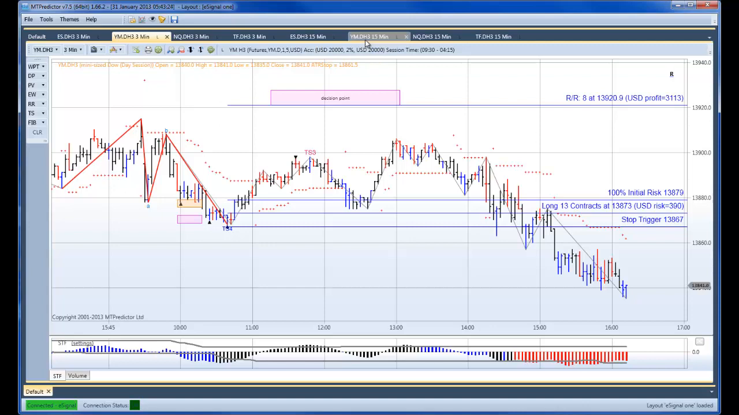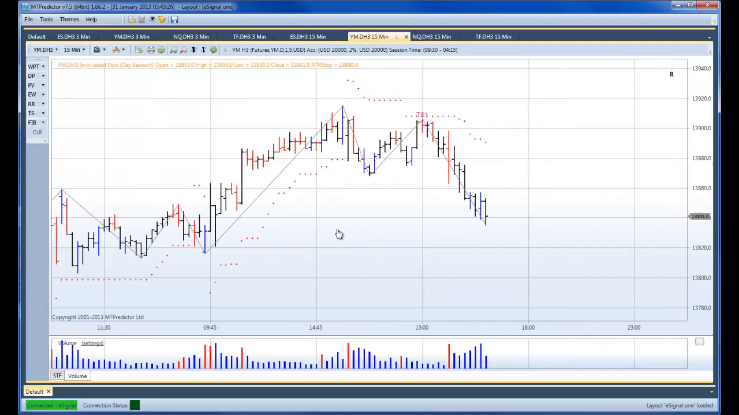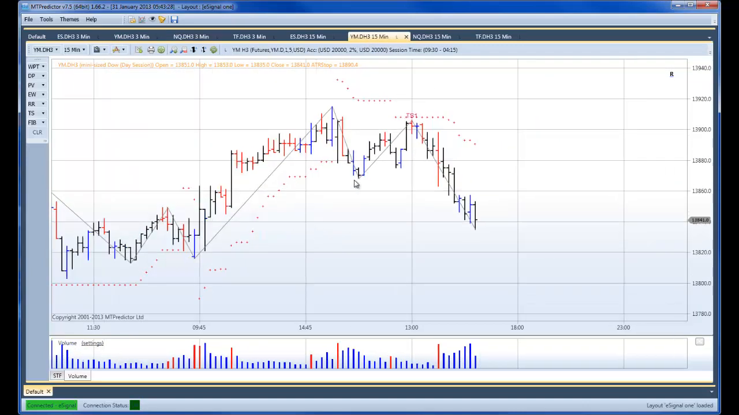Well, yes, there was, and I always talk about having a look at the larger degree charts, and here you can see the market was going up, and then at 1 o'clock, 1300 hours New York time, we had a TS1 sell come in on the 15-minute chart. This meant that the larger degree trend was now turning to down, and you should be looking for short trades.